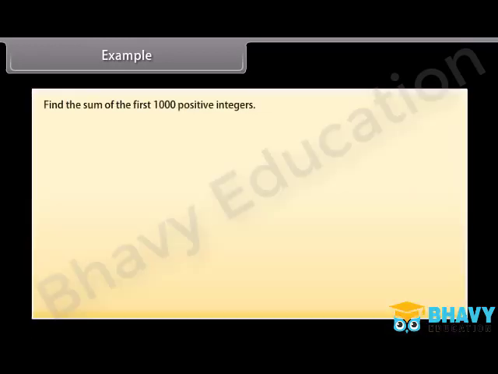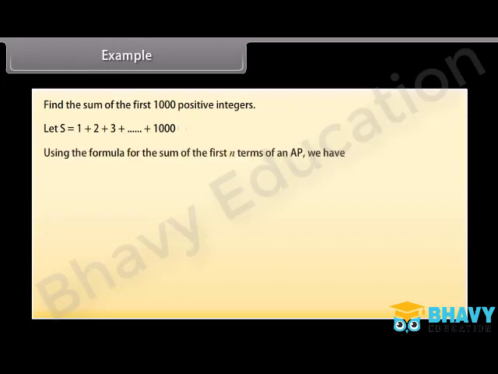Find the sum of the first 1000 positive integers. Let S is equal to 1 plus 2 plus 3 plus so on plus 1000. Using the formula for the sum of the first n terms of an AP, we have Sn is equal to n upon 2 into a plus l. Substituting the value of n, we get S1000 is equal to 1000 upon 2 into 1 plus 1000.